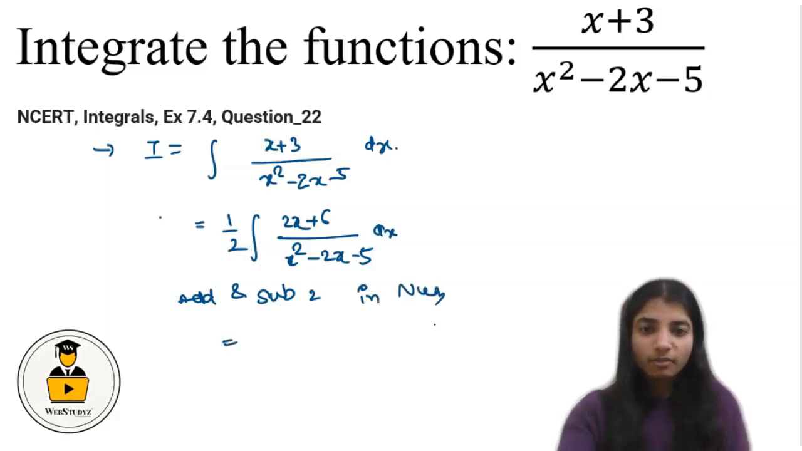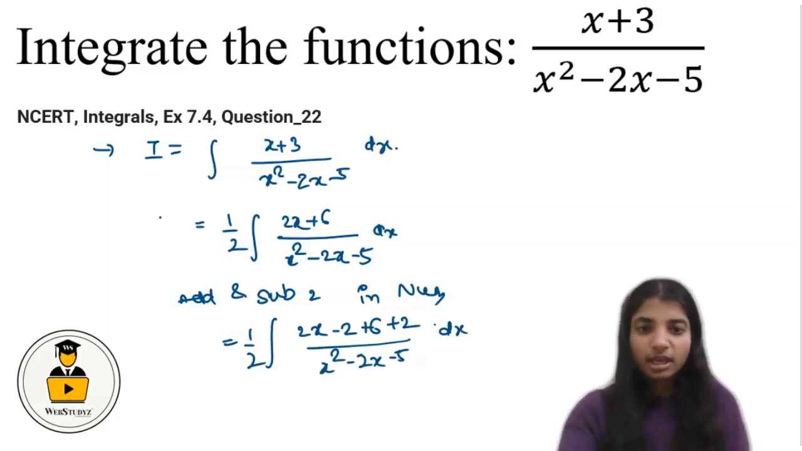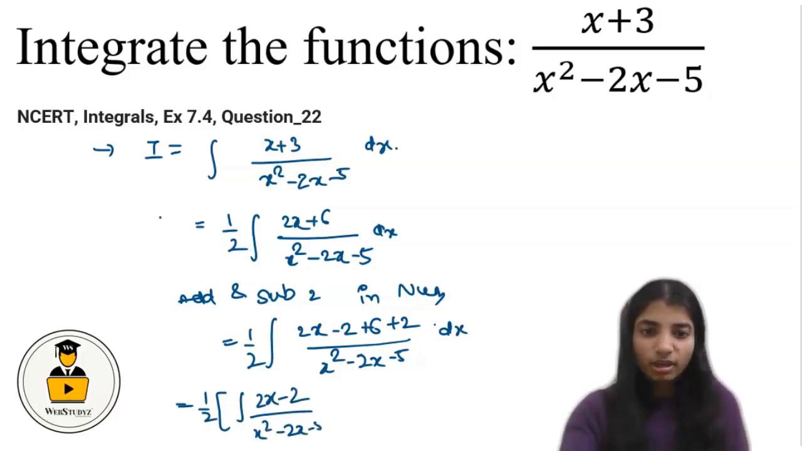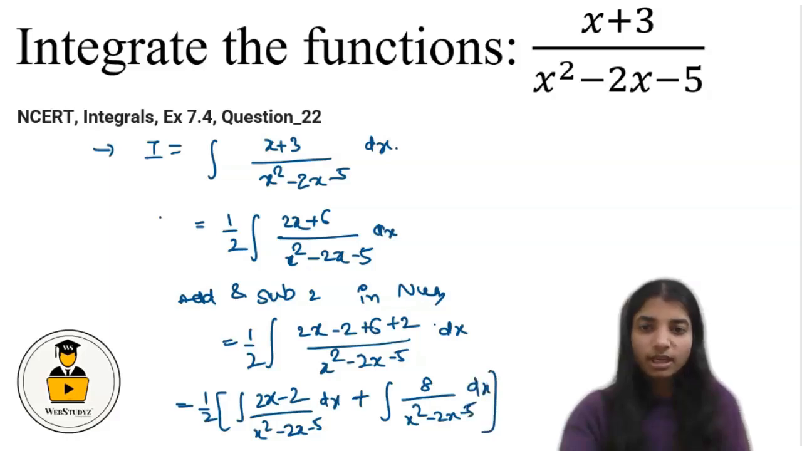So this becomes 1/2 integral of (2(x - 2) + 6 + 2) divided by (x^2 - 2x - 5) multiplied by dx. Now we are going to separate the integrals. So we can write this as 1/2 times the integral of 2(x - 2) divided by (x^2 - 2x - 5) dx, plus, since 6 plus 2 is 8, the integral of 8 divided by (x^2 - 2x - 5) dx.